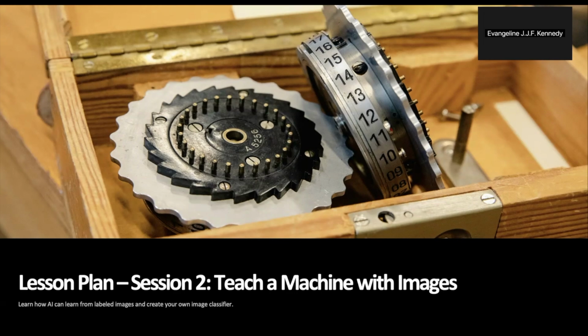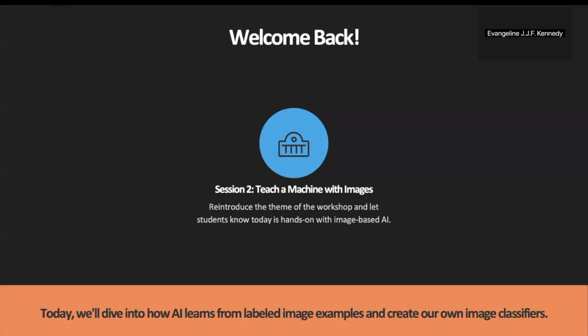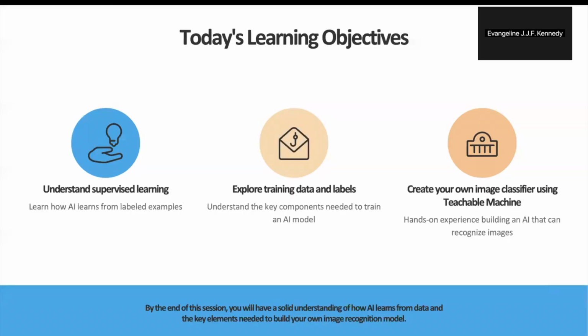This lesson is called Teach a Machine with Images, and by the end of it, you'll understand what supervised learning is, why it's so powerful, what training data and labels are, and how they're used. In addition, you will learn how to create your own image classifier using a free tool called Teachable Machine. Why good data is just as important, and if not more important, than the algorithm itself as well. And the best part, we'll actually walk through the process of building and testing your own image recognition model.